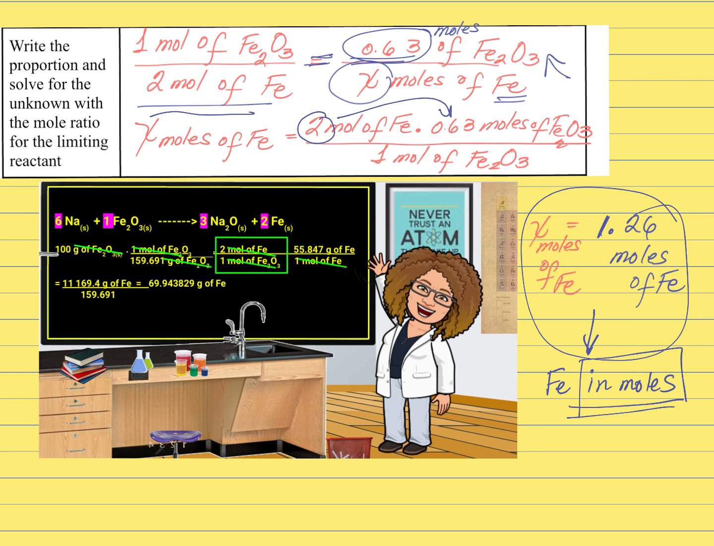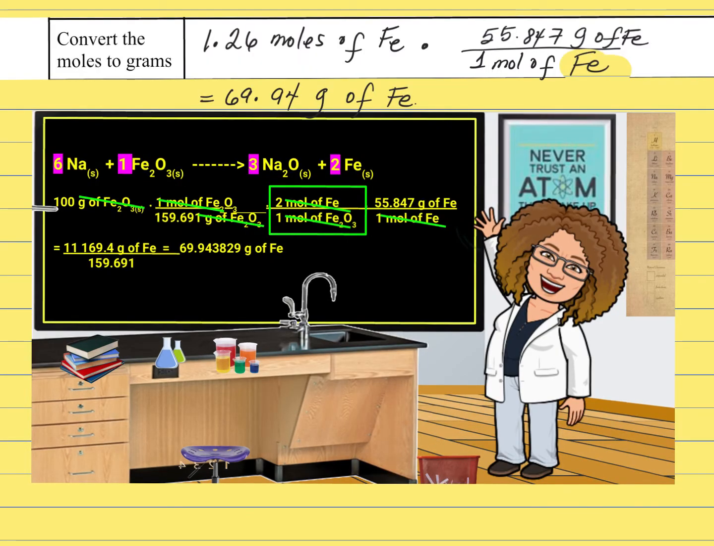But the problem is not asking for the amount of iron in moles. The problem is looking for the amount of iron in grams. So you need to convert the moles into grams. After solving the proportion, you got the amount of iron that was obtained in moles, but you don't want that in moles. You want that in grams. That is why in this part of the problem, you have to multiply by this conversion factor.